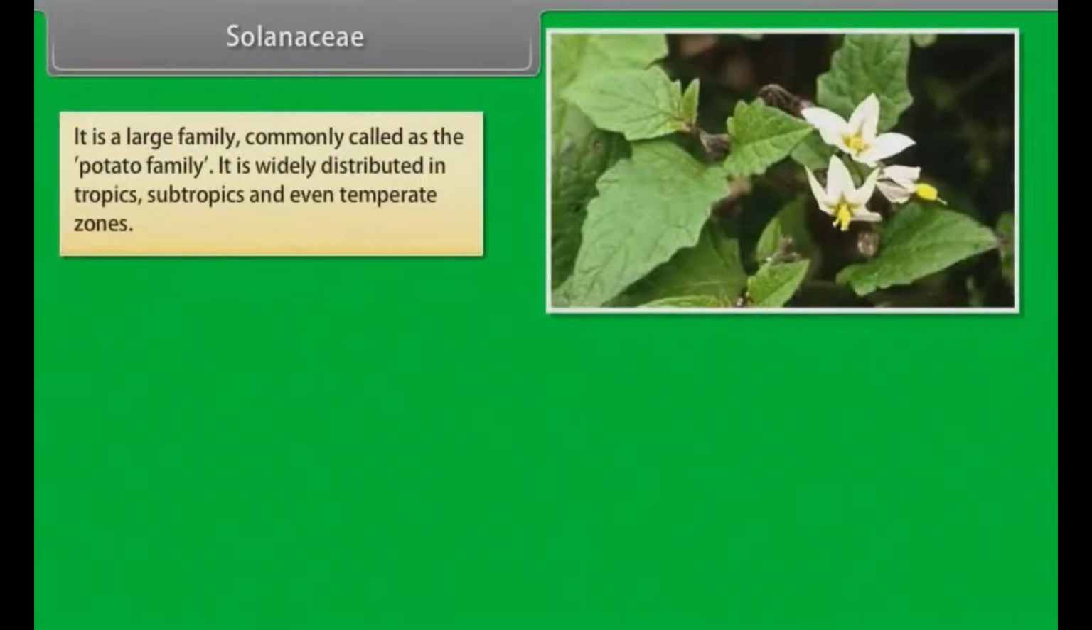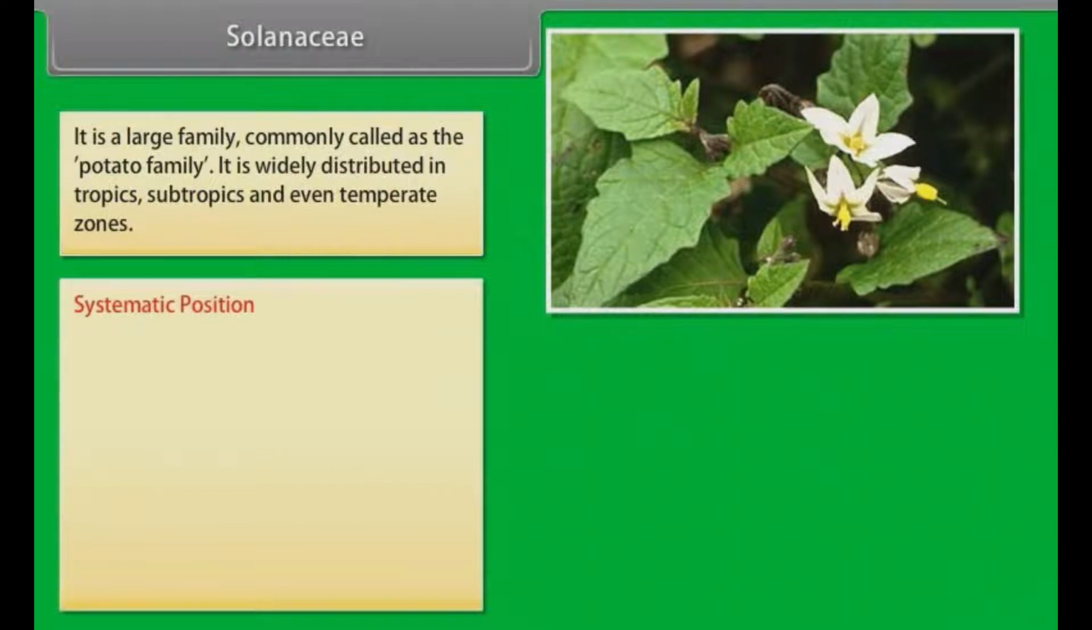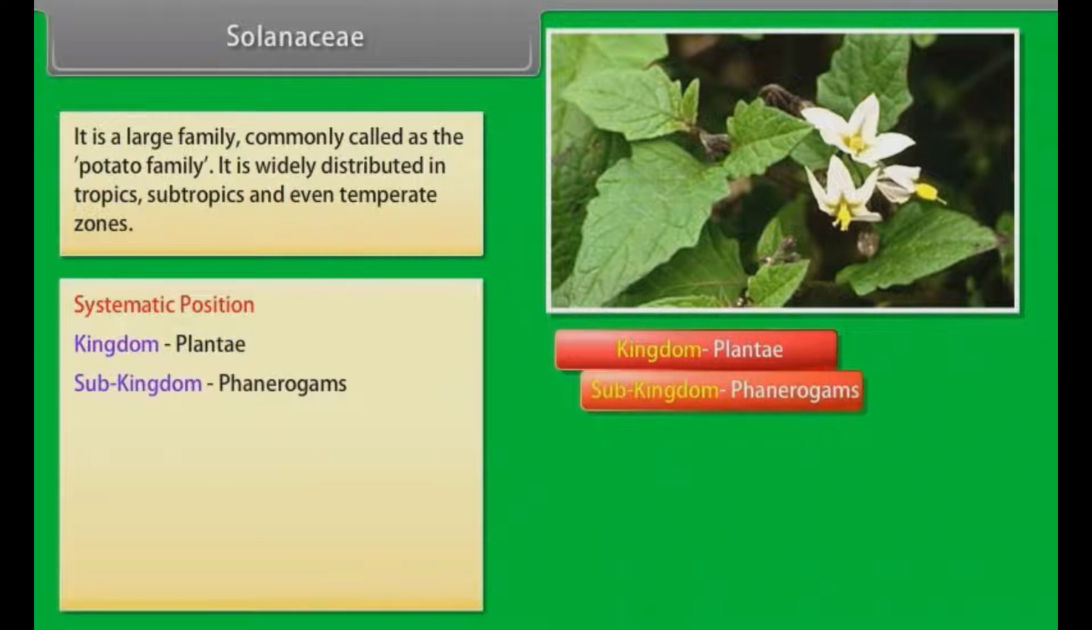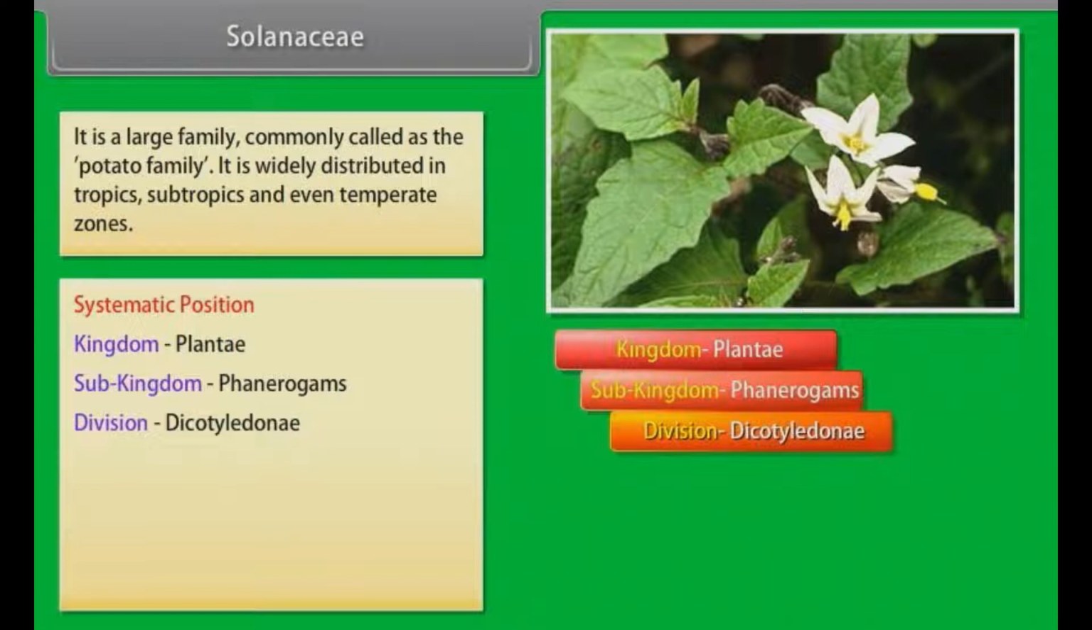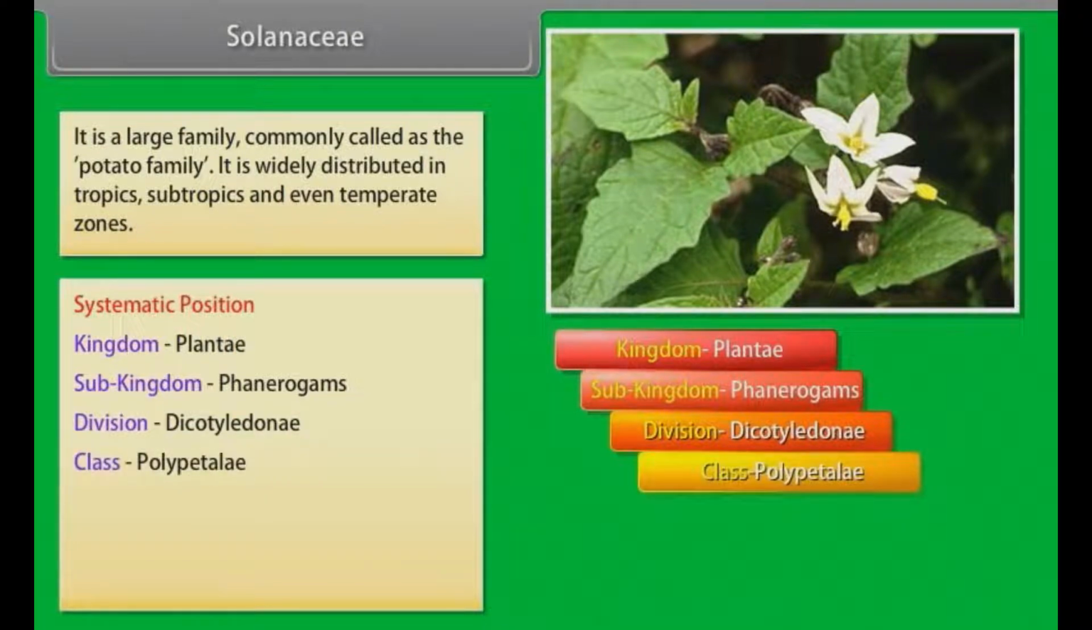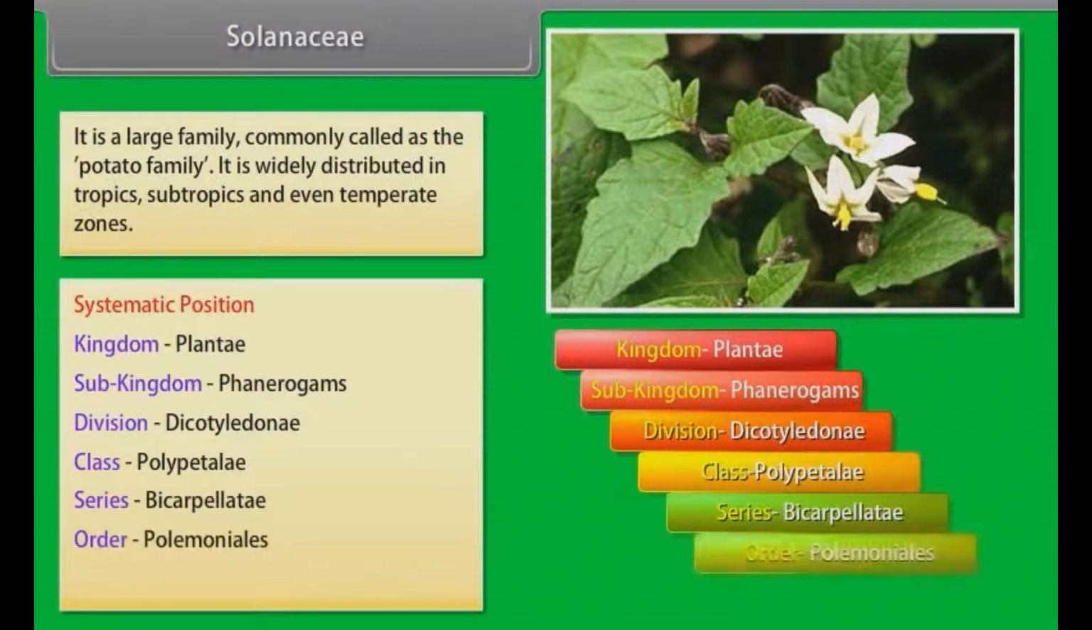Solanaceae. It is a large family, commonly called the potato family. It is widely distributed in tropics, subtropics, and even temperate zones. Systematic position: Kingdom Plantae, Subkingdom Phanerogams, Division Dicotyledons, Class Gamopetalae, Series Bicarpellatae, Order Polemoniales, Family Solanaceae.